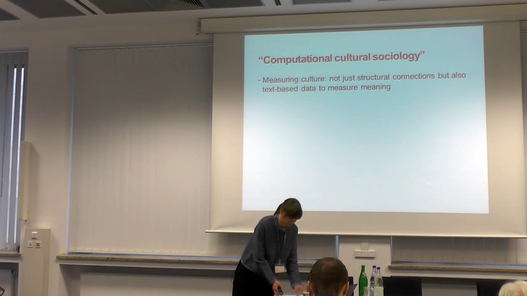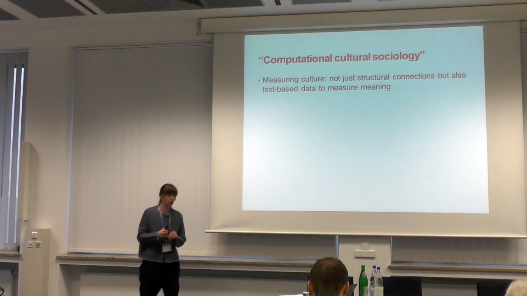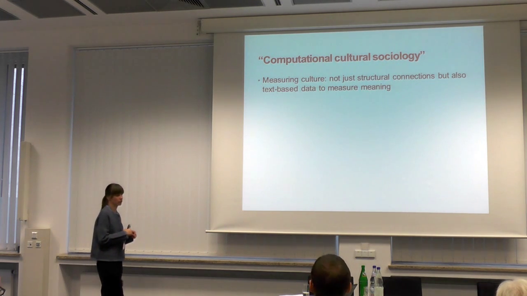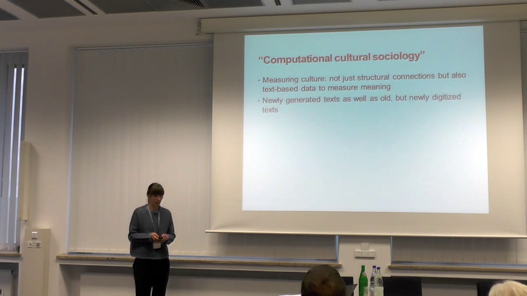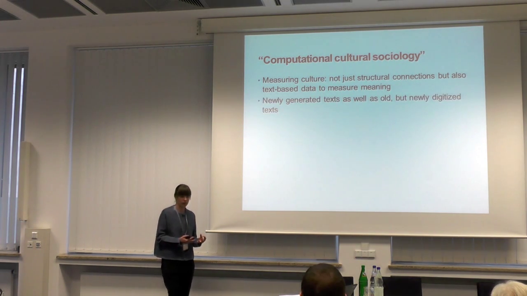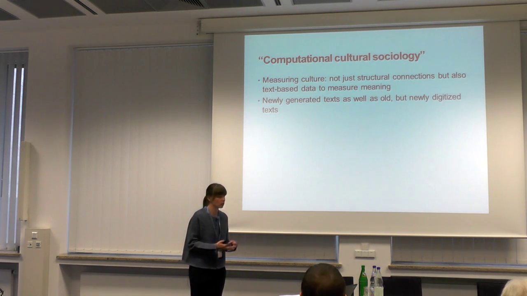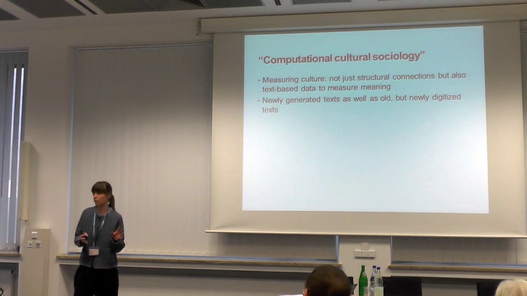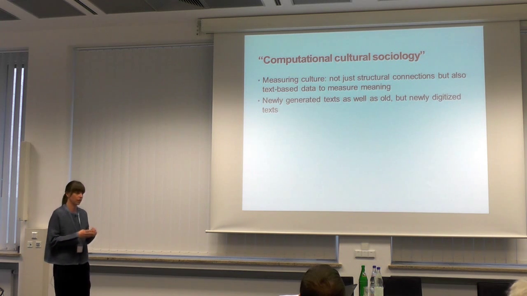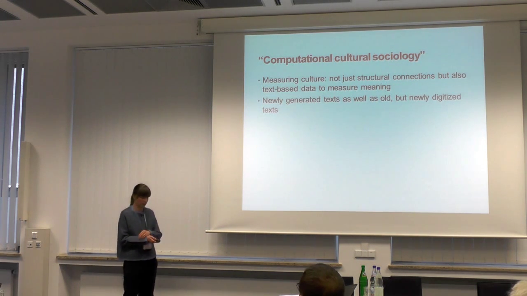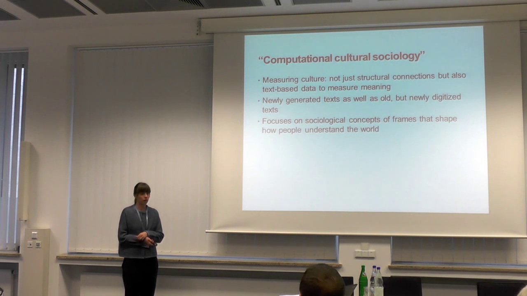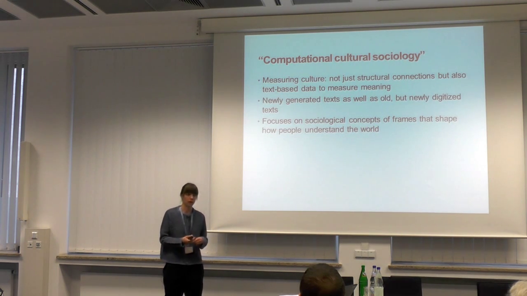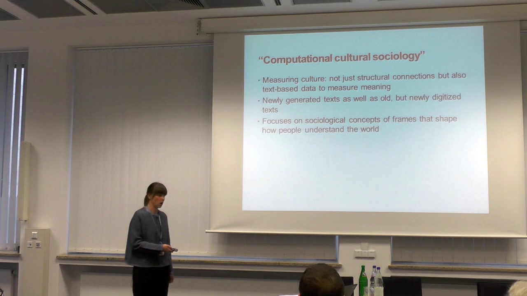This kind of computational cultural sociology measures culture. It's not about only structural connections, but also using textual data to measure meaning. These can be newly generated texts, such as social media texts, but also old and newly digitized texts. This is where the digital humanities idea comes from. I would not make a qualitative, so far, difference between these types of data. And it focuses on sociological concepts, for example, of frames and scripts that shape how people understand the world, how they make meaning of the world.